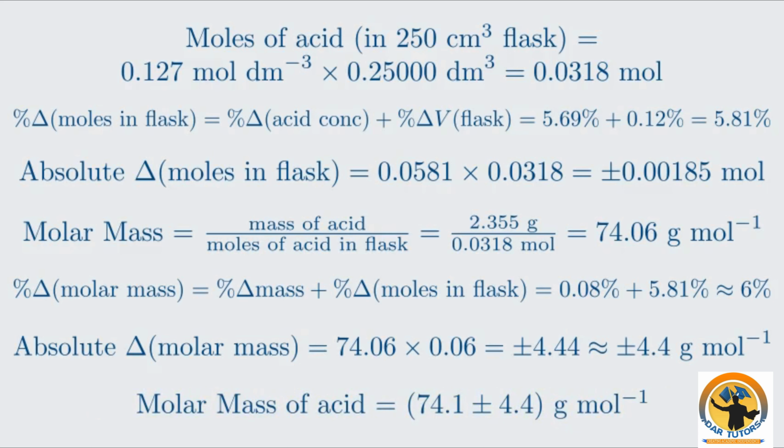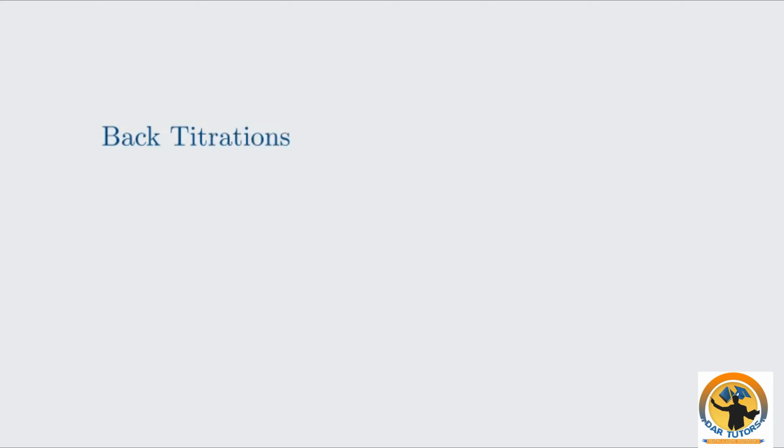This comprehensive example demonstrates the rigor required for HL calculations. Titrations are not always straightforward. For substances that are insoluble in water or volatile, a direct titration isn't feasible. In these cases, we use a back titration. In a back titration, we add a known excess of one reagent, A, to the substance we want to analyze, reagent B.